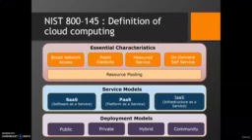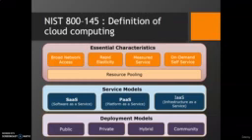And the last one we have here is rapid elasticity. Capabilities can be elastically provisioned and released, in some cases automatically, to scale rapidly outward and inward commensurate with demand. To the consumer, the capabilities available for provisioning often appear to be unlimited and can be appropriated in any quantity at any time.